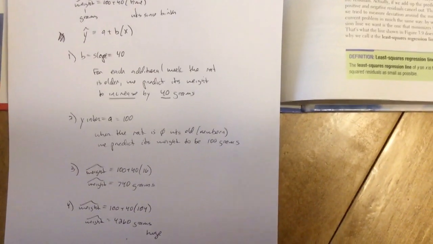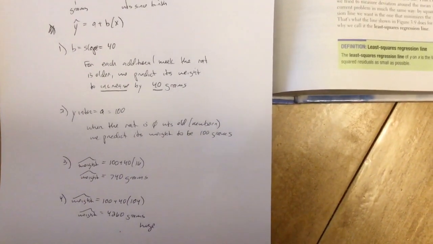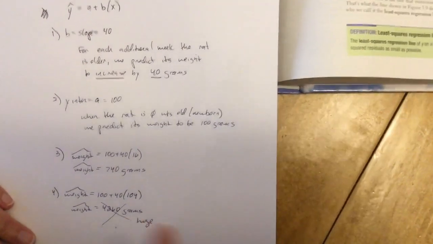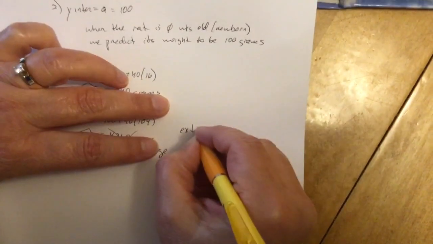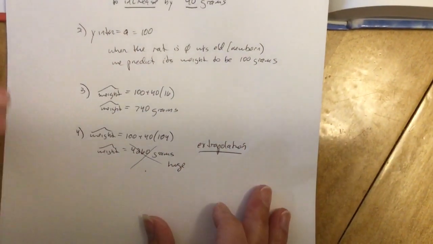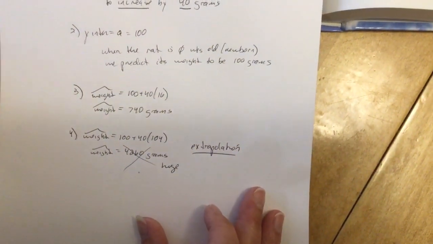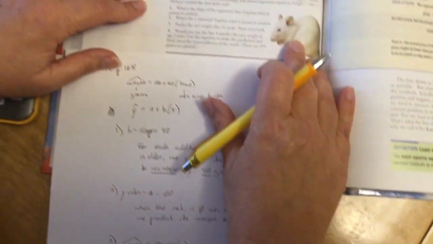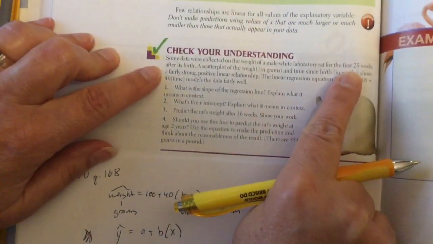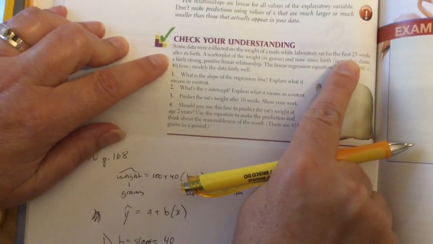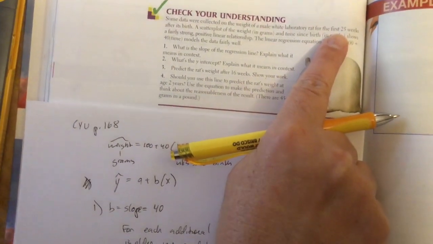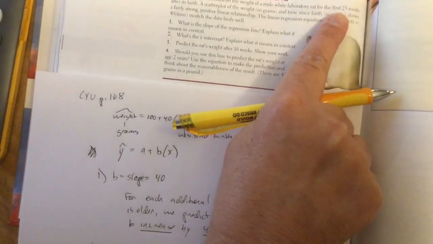Unreasonable. A rat's not going to grow at the same steady rate over 2 years. This is not a good prediction. This is called extrapolation, because we are trying to predict something that's too far outside of our data range. This data came from the first 25 weeks after its birth. So we can only predict the rat's weight within the range of the data.